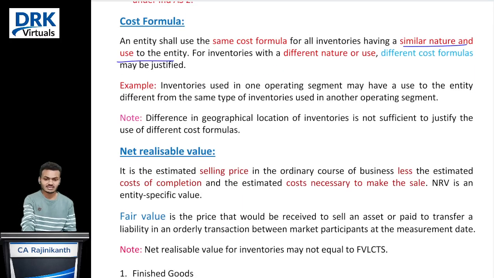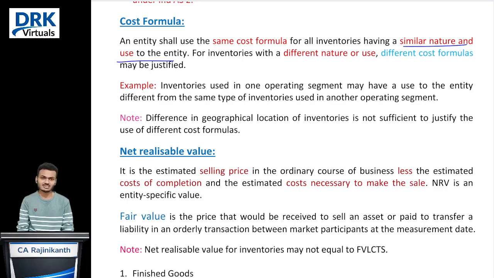Clear? For example, suppose we have one segment in Hyderabad and another segment in Bangalore. In the Hyderabad segment, we are trading cement bags. In the Bangalore segment, we are in the construction industry. Here we just purchase the cement bags and sell to the customer. There we purchase the cement bags, and we consume those cement bags in our construction projects. It means the nature is the same, cement bags, but usage is different. In this case, we can follow the FIFO cost formula in Hyderabad and weighted average cost formula in Bangalore. It means different cost formulas can be followed for the Hyderabad and Bangalore segments.